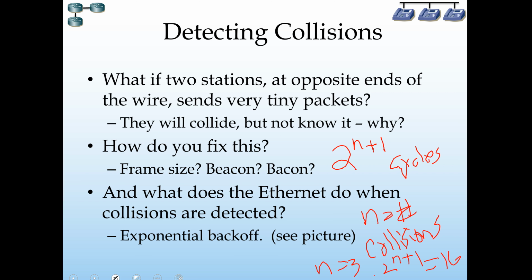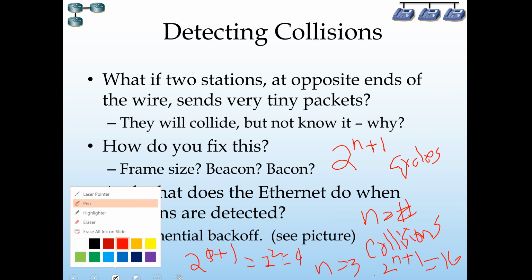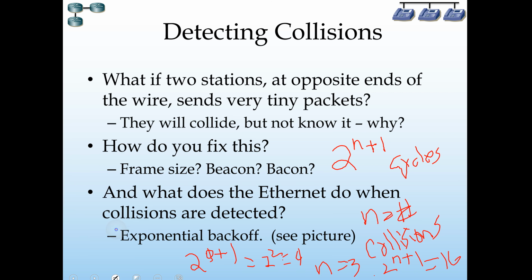If it was your first time, that would be 2 to the 1 plus 1. I think that's where I went wrong. It's actually just 2 to the n, but you get the idea. Then you would wait up to 2 to the 4th. I'm going to continue with my error, which would be 4 possible cycles. You pick a random number between 0 and 4, and that's how long you wait. And so it's called exponential back-off.